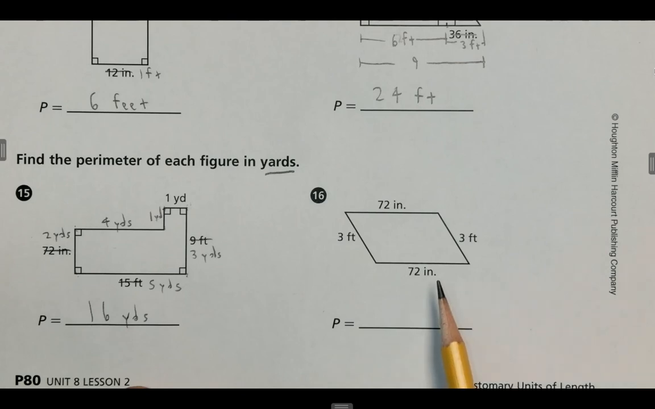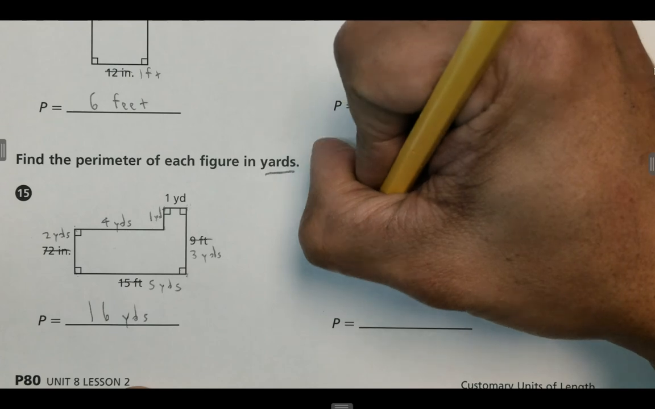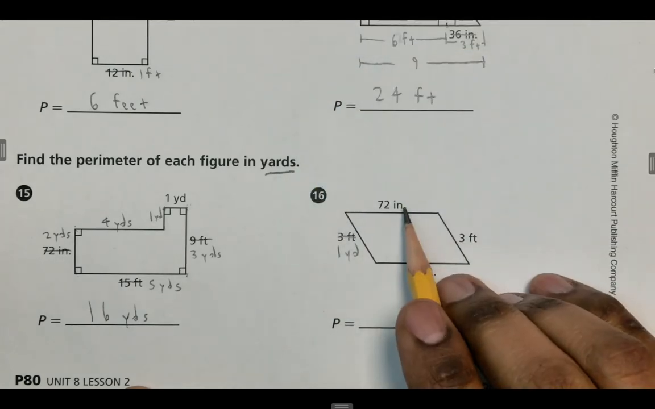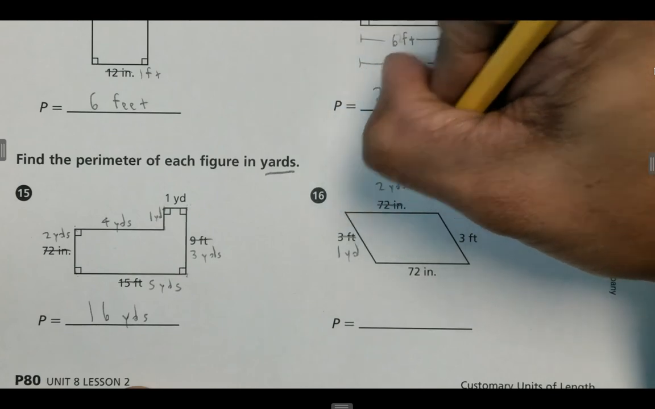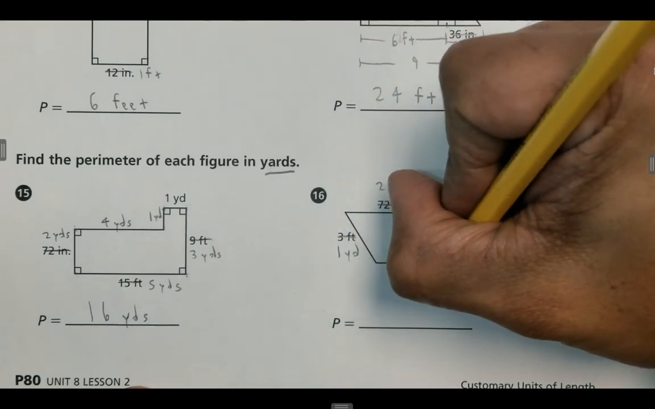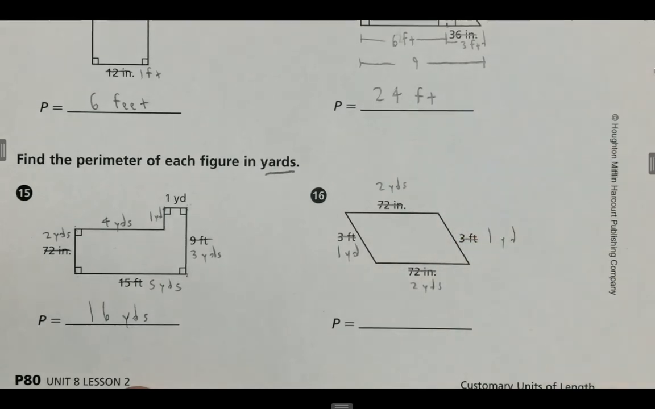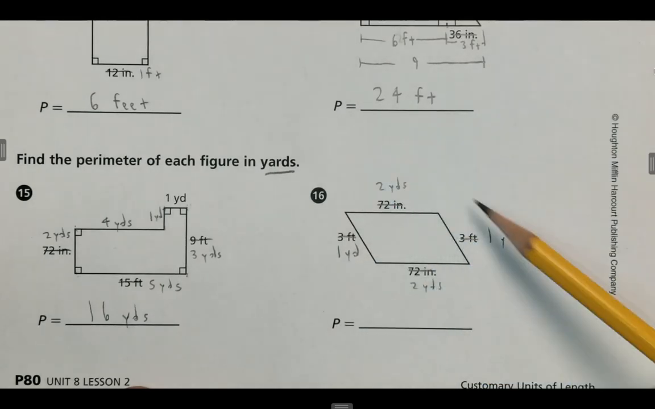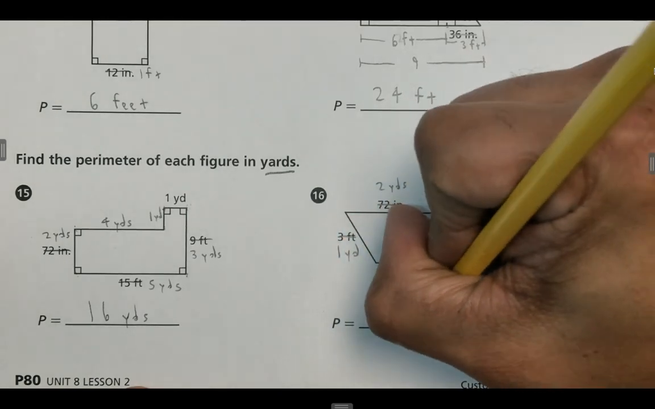Finally, number 16, 3 feet is 3 divided by 3, 1 yard. 72 inches is 72 divided by 36, 2 yards. And this math looks pretty straightforward. 1 and 2 is 3, plus 1 is 4, plus 2 is 6.